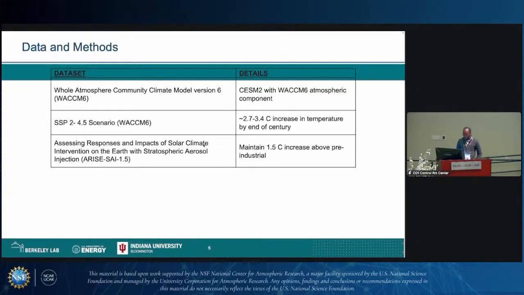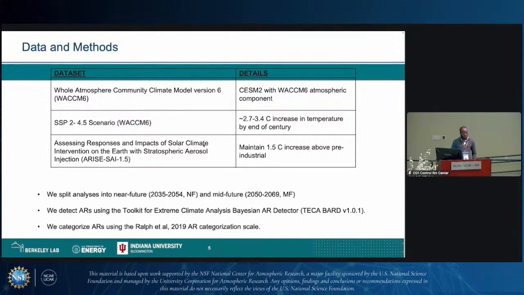For the data, we use the SSP 245 scenario, which is more representative of the current pathway I think we are trajecting on, and then compare that with the SAI 1.5 from the ARISE simulations. We split the duration into the near future and the mid future, and then we detect atmospheric rivers using the toolkit for extreme climate analysis, which was developed by my advisor and some colleagues. We then characterize atmospheric rivers based on their impact to see how they will affect precipitation.